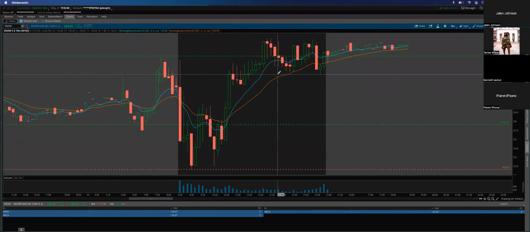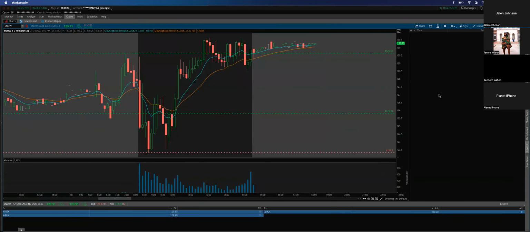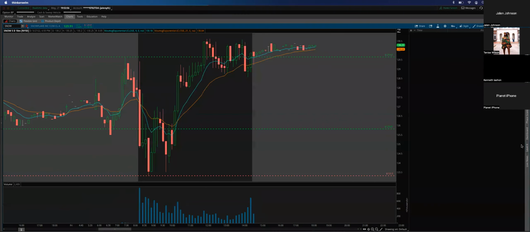I literally woke up and I think the problem was I had all of this. It's always important to clear your charts out. I think in the morning when I woke up, I had everything all bunched up.